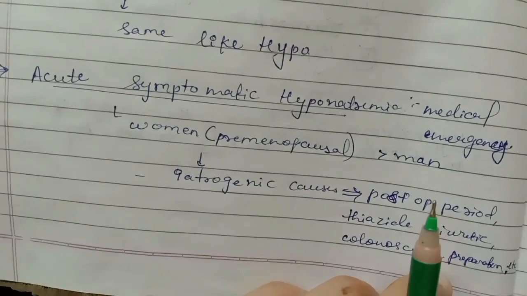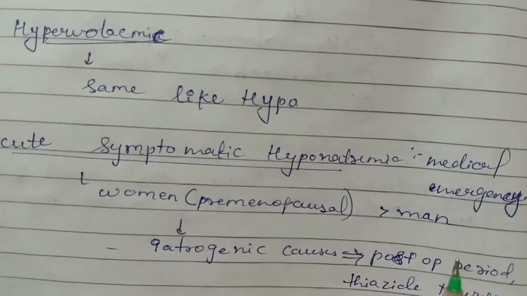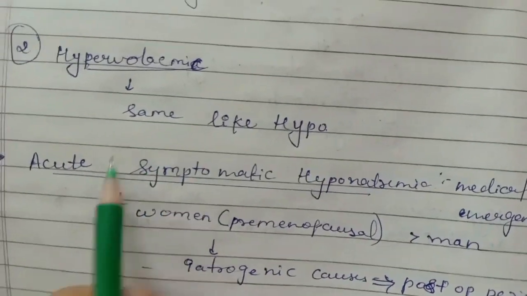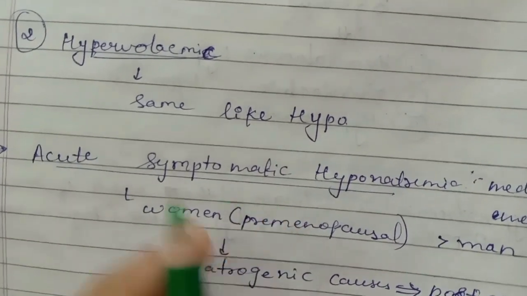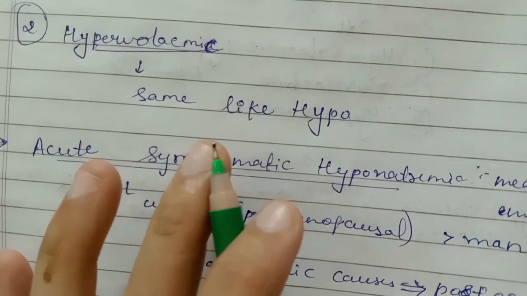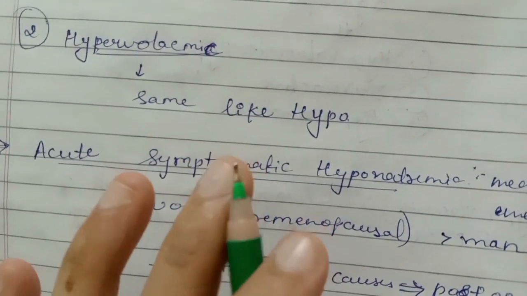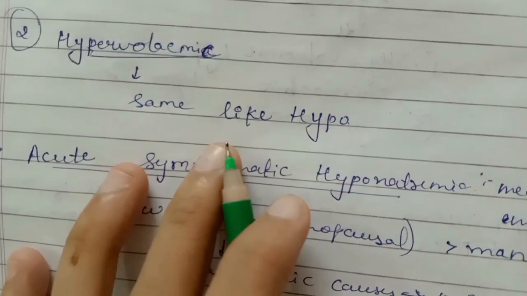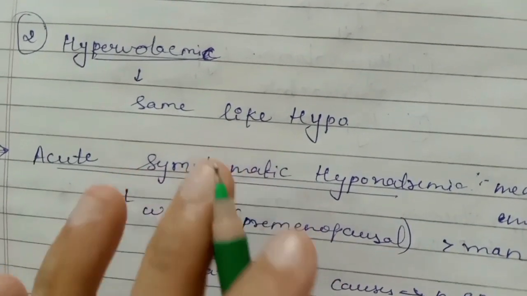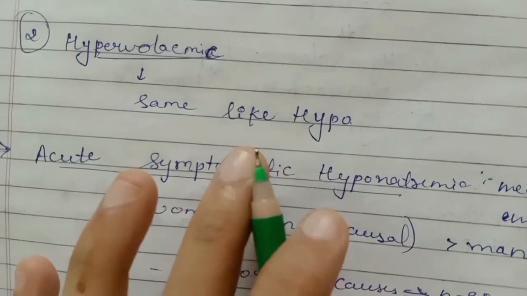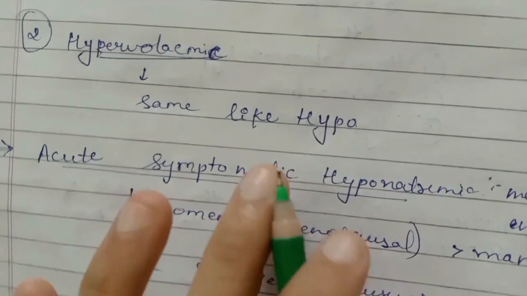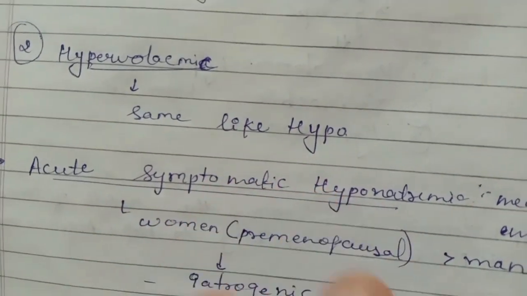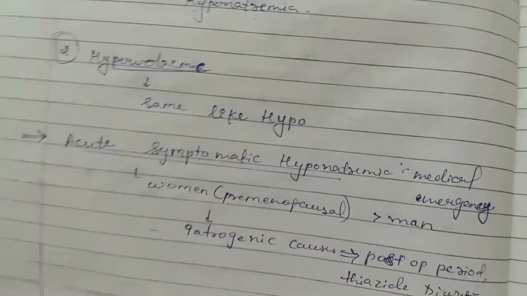So what happens here, in acute symptomatic hyponatremia, is a sudden drop of serum sodium level, which overwhelms the capacity of the brain to regulate cell volume, and which leads to cerebral edema, seizures, and death ultimately. Next is diagnosis and investigations.